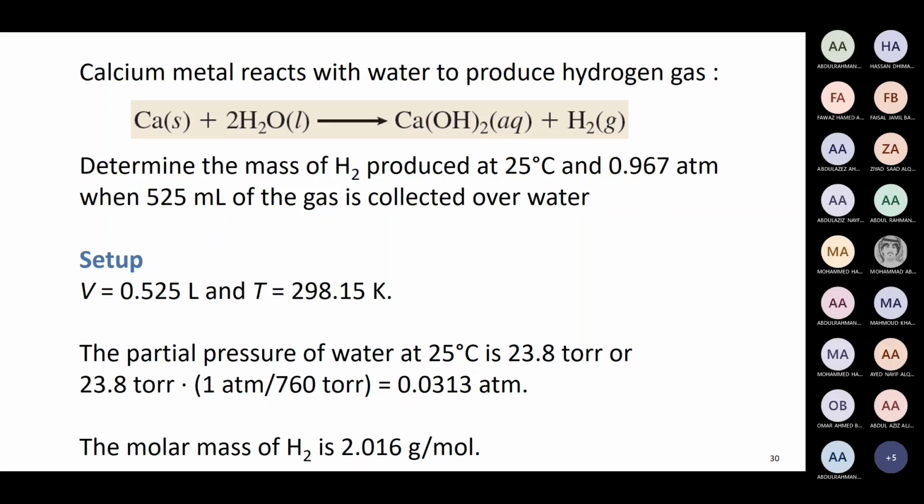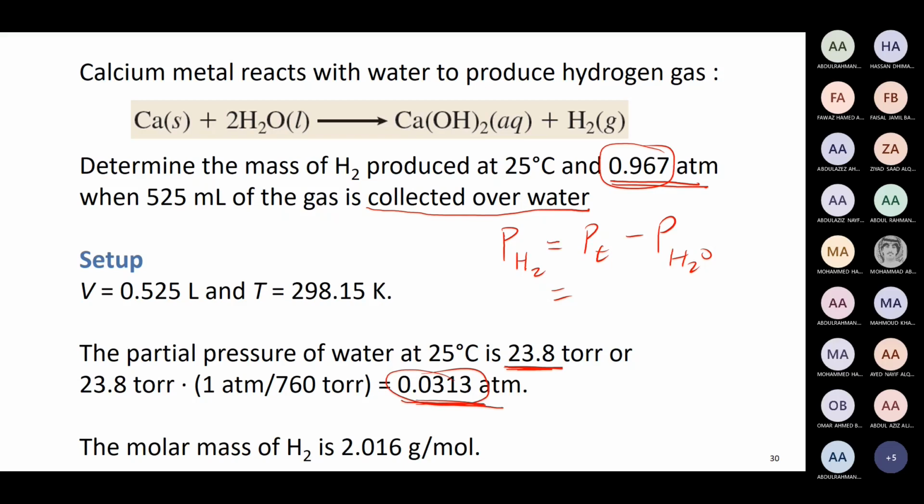How can you do that? Again, when you collect gas over water, you have to take care that the pressure of hydrogen only is equal to the total pressure minus the pressure of what? Of water. Clear? This is the total pressure, and this is the pressure of the water. This will be given to you, you don't have to think about it. The pressure of the water is 23.8. I will change it to atmosphere. Now, what's the pressure of hydrogen only? It's the difference between this one and this one.